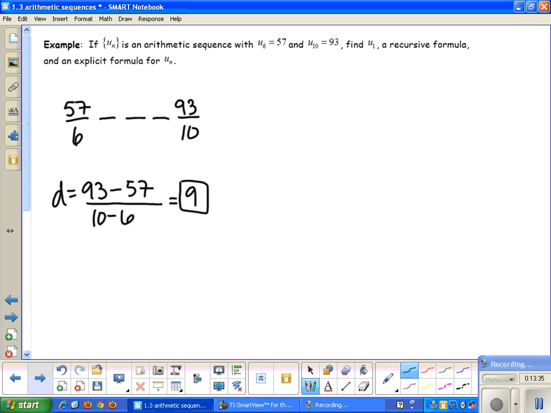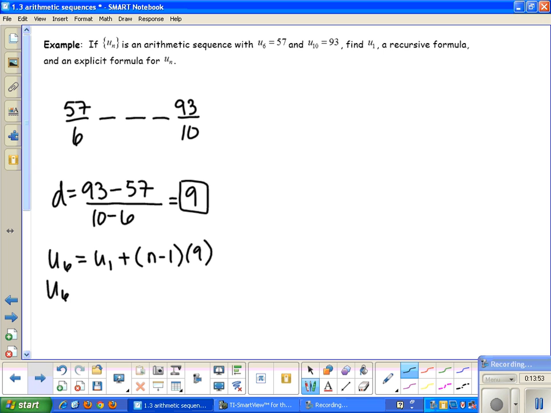So if I know my 6th term, u sub 6 would be equal to, and I'm going to use my explicit formula to help me out, do this. So it would be equal to your first term plus n minus 1 times your common difference, which we found was equal to 9.